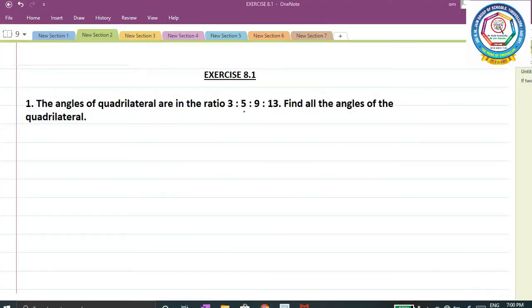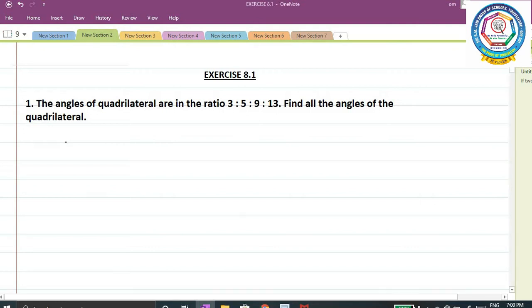Exercise 8.1, first question. The angles of a quadrilateral are in the ratio 3:5:9:13. Find all the angles of the quadrilateral. Here the angles of the quadrilateral are given by a ratio. We have to find the angles of this quadrilateral. We don't know them.